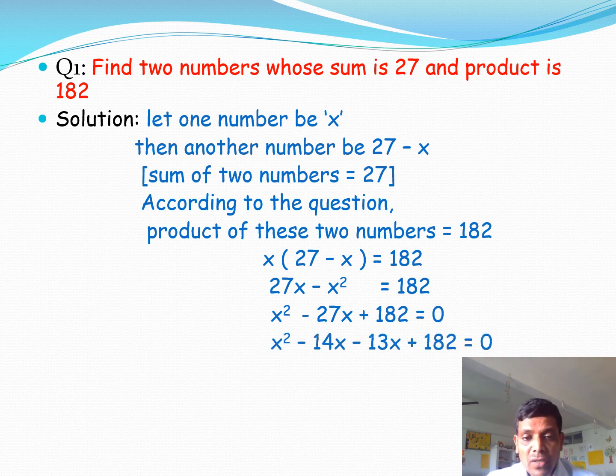Now find the factors of x square minus 27x plus 182 equals 0. What is the middle term? Minus 27x. Now we have to apply the splitting method. Minus 27x is written as minus 14x minus 13x. So x square minus 27x plus 182 equals 0 is written as x square minus 14x minus 13x plus 182 equals 0.